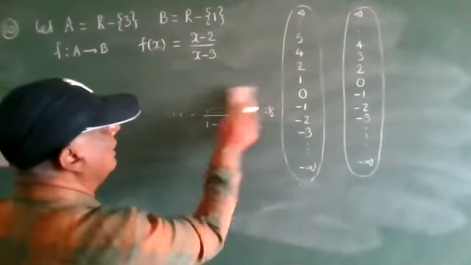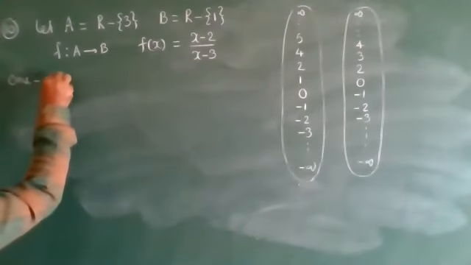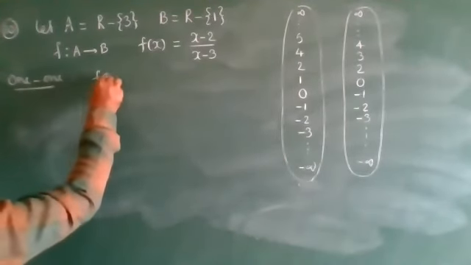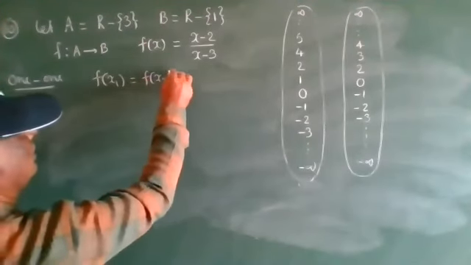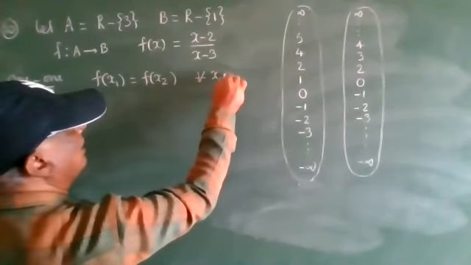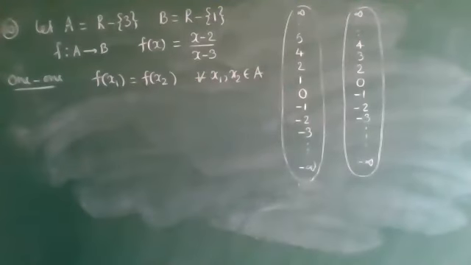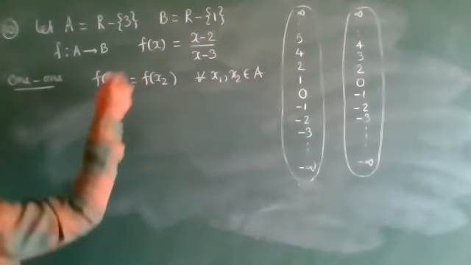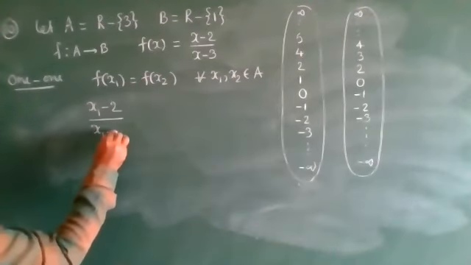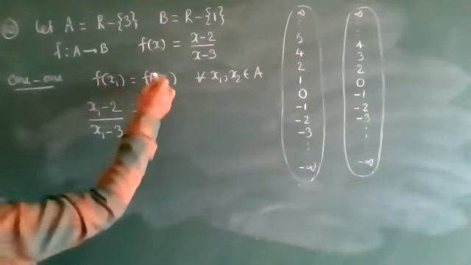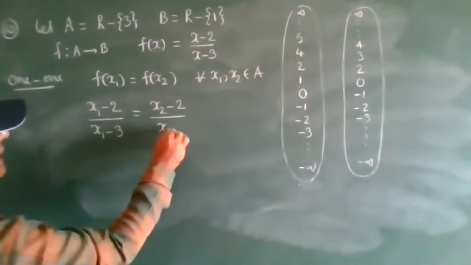So now I will prove it. Everyone see one-one. For a one-one function, take f of x1 is equal to f of x2, for all x1, x2 belonging to set A, the domain set. F of x1, replacing x with x1: (x1 minus 2) by (x1 minus 3). Replacing x with x2: (x2 minus 2) by (x2 minus 3).